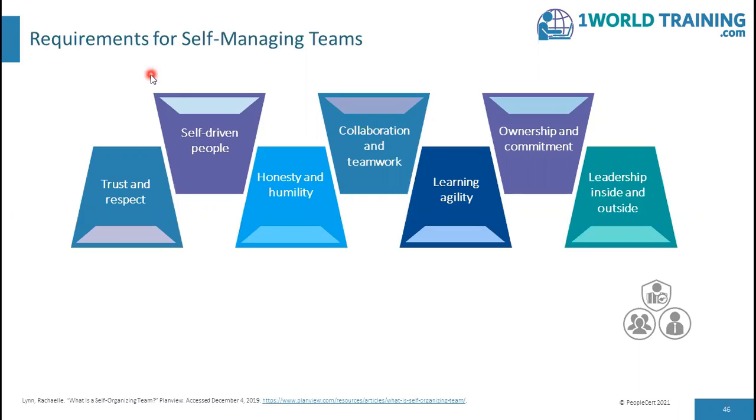Let us take a look at what self-managing teams really mean, the requirements for self-managing teams. We see the following here: trust and respect, self-driven people, honesty and humility, collaboration and teamwork, learning agility, ownership and commitment, leadership inside and outside. This is taken from an article from Rachel Lynn, What is a Self-Organizing Team, from planview.com.